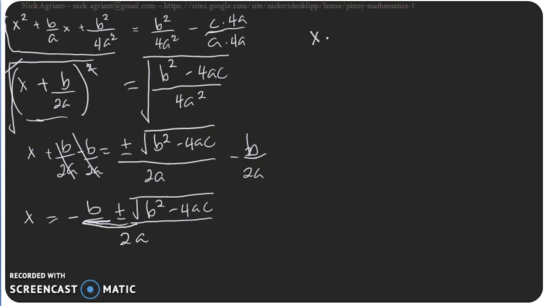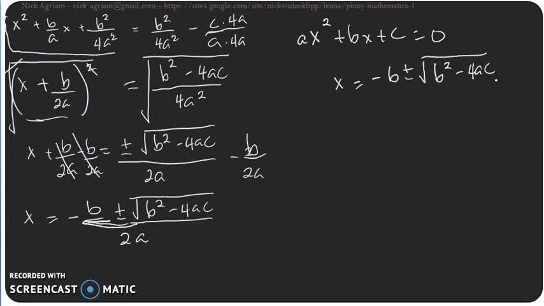I will rewrite the formula. The quadratic formula now: if it's ax squared plus bx plus c is equal to 0, then you have x is equal to negative b plus or minus the square root of b squared minus 4ac, divided by 2a.